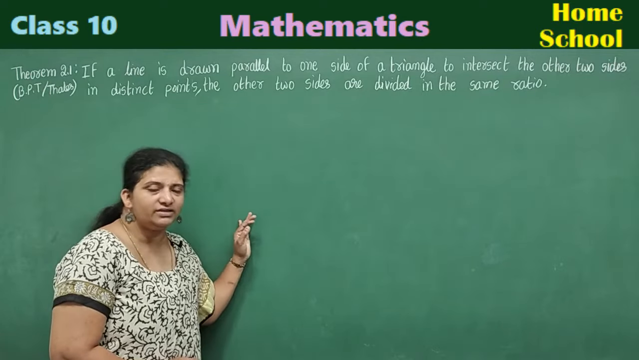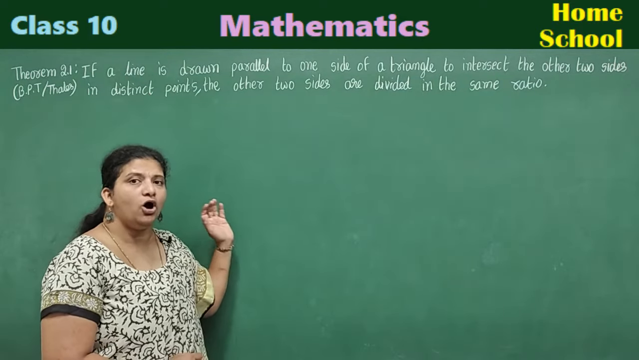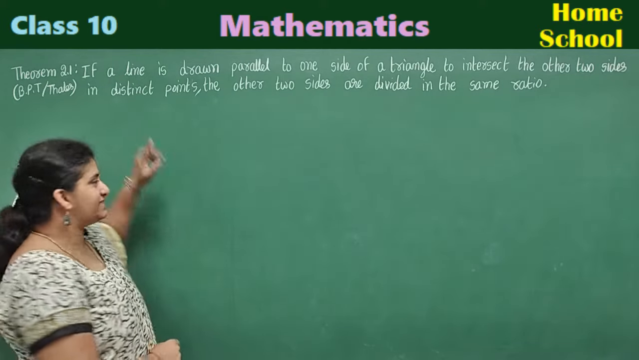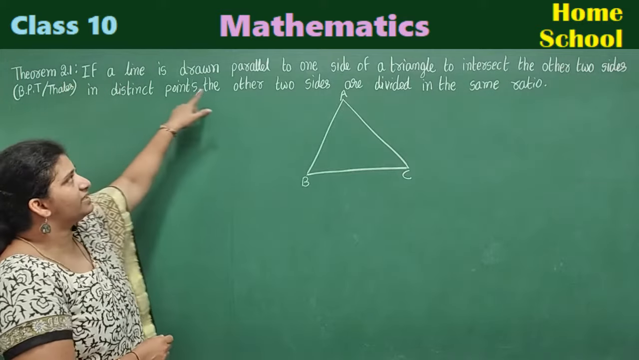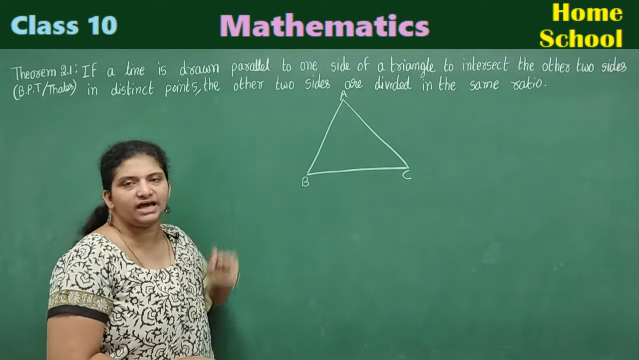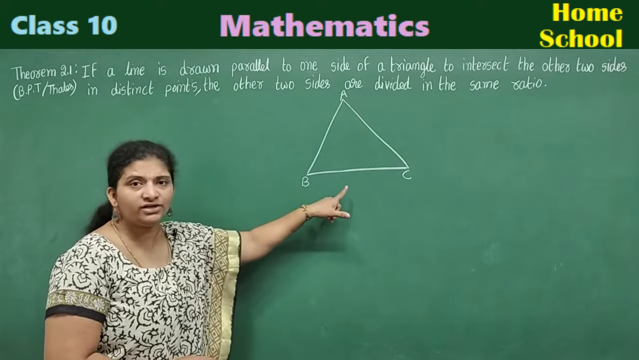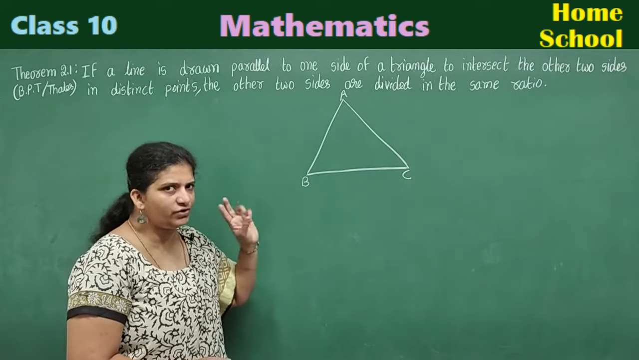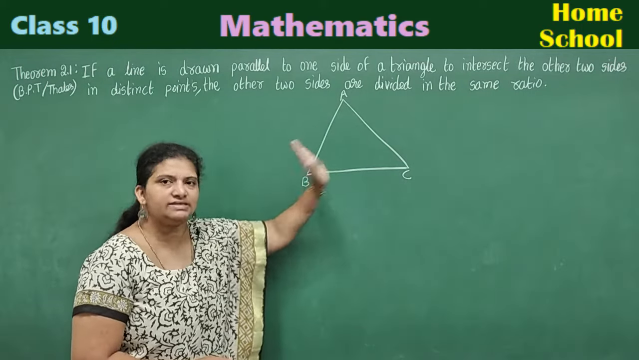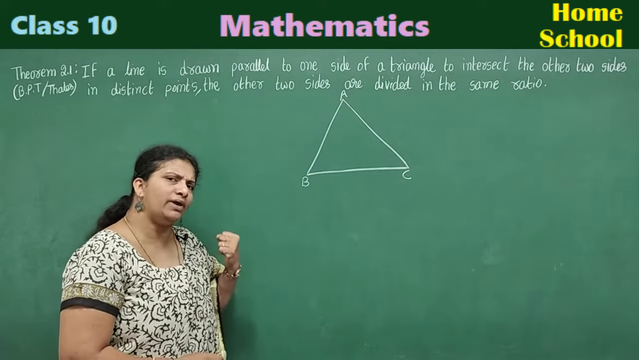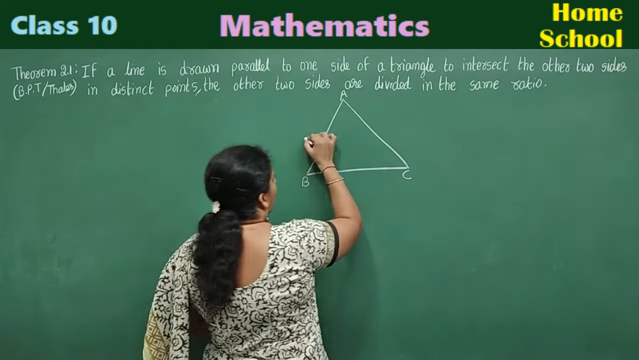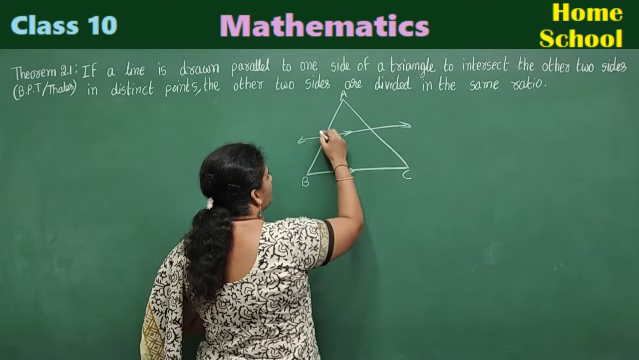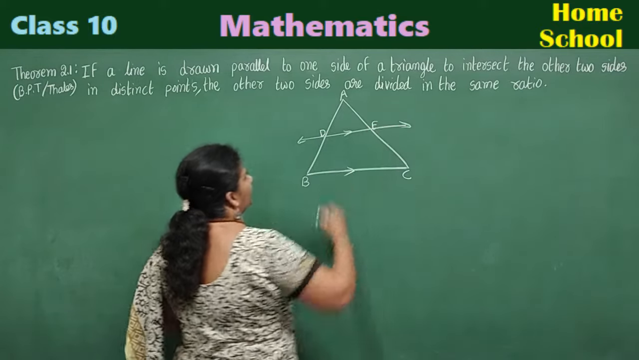Theorem 2.1. This is the basic proportionality theorem or B.P.T theorem or Thales theorem. Right? First step, statement. If a line is drawn parallel to one side of a triangle. I have drawn a triangle here, triangle ABC. How many sides does it have? 3 sides, AB, BC, CA. Draw a line parallel to any one side. So let me draw a line here parallel to BC, and mark the points D and E.